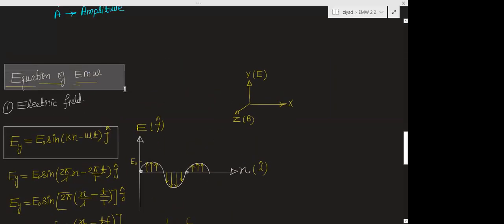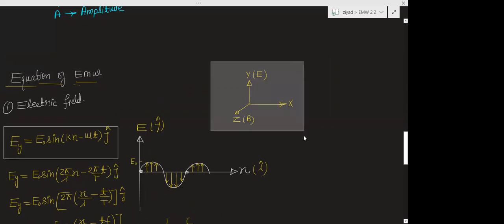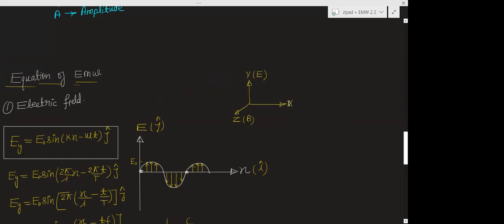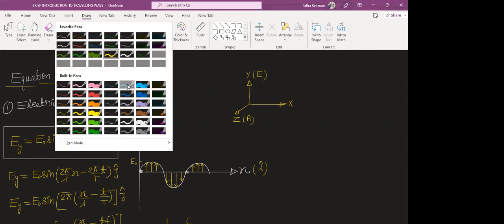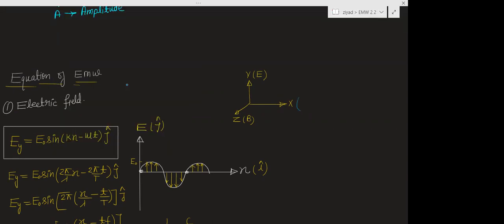So basically here, along the x direction, the wave is propagating. The direction of the propagation means the direction of the motion of the wave, you can say. This is the direction of propagation. And in y direction, the electric field is oscillating. In z direction, the magnetic field is oscillating.